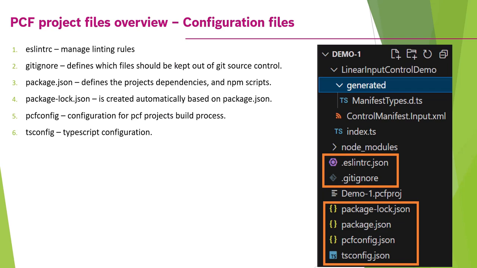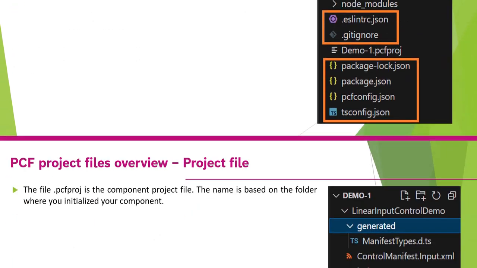PCFconfig.json is the configuration file for the PCF project build process, and tsconfig.json is the TypeScript configuration file. So till now, we have talked about how to create the project structure for a PCF component, and we have talked a little bit about the manifest file and then the configuration file.